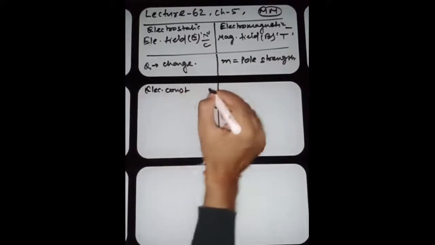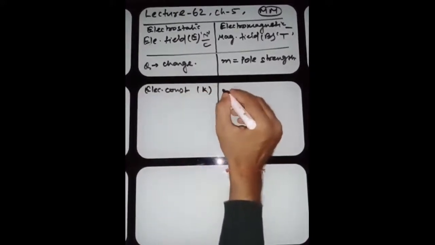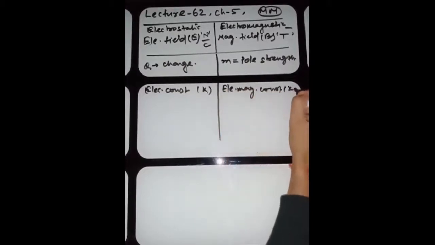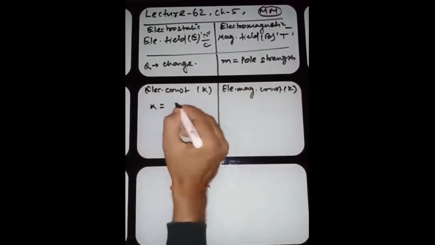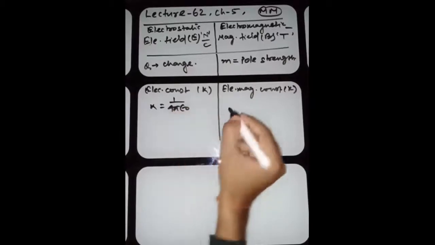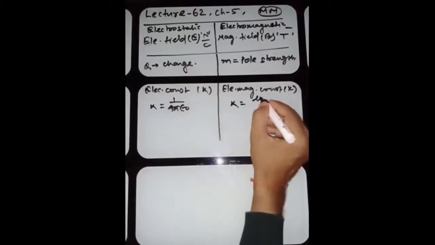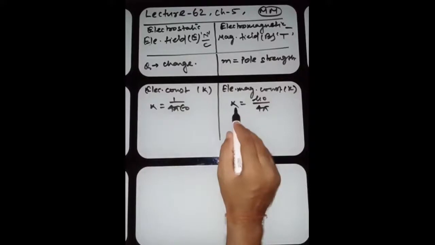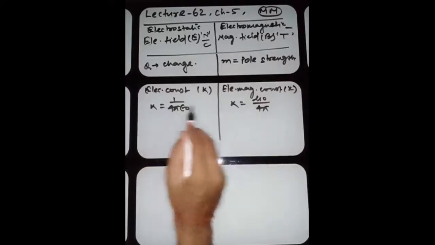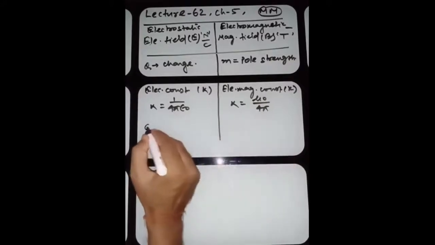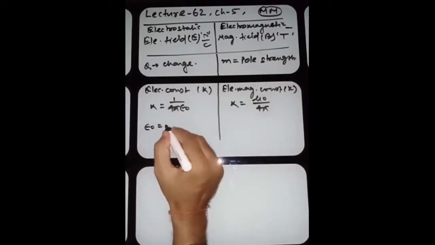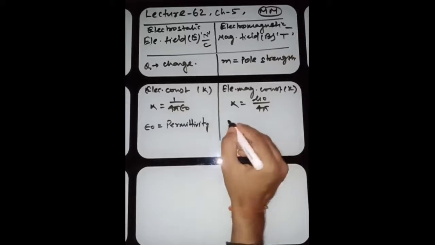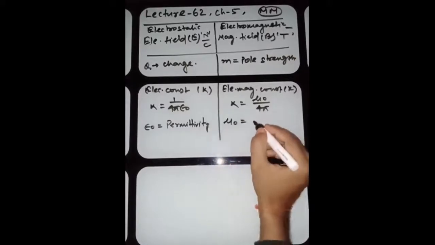The next one, if you compare the constants: in electrostatics it is the electrostatic constant named K, and here the electromagnetic constant, it is also K, but its value here is K equals 1 by 4 pi epsilon naught, and here K equals mu naught by 4 pi. In both the equations, 1 by 4 pi is constant. Here epsilon naught is the absolute permittivity of the medium, and here mu naught is the absolute permeability.